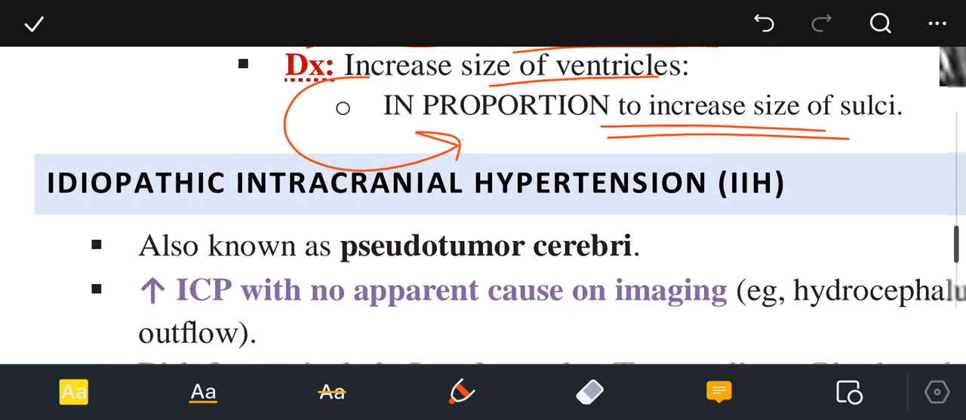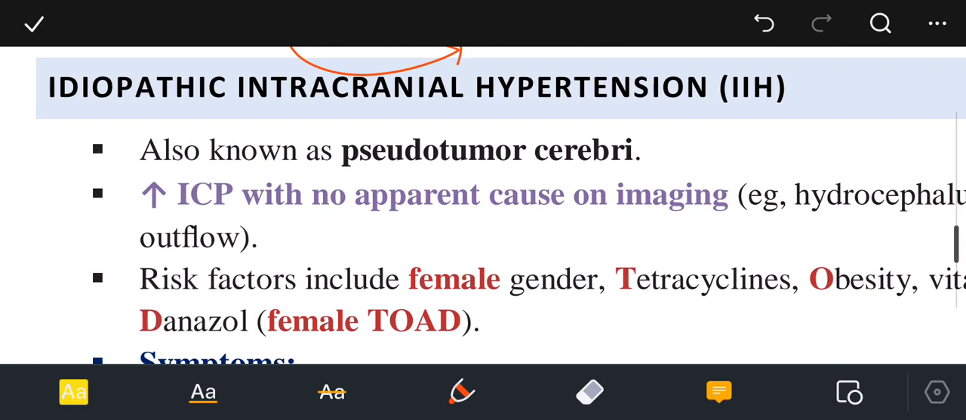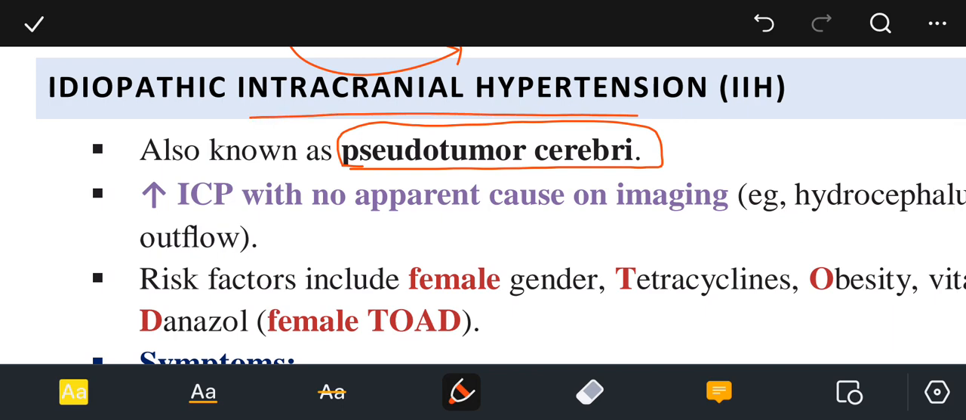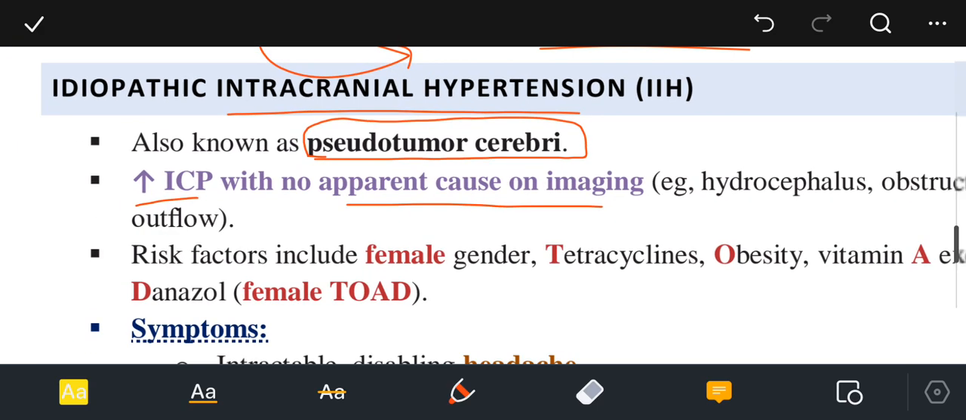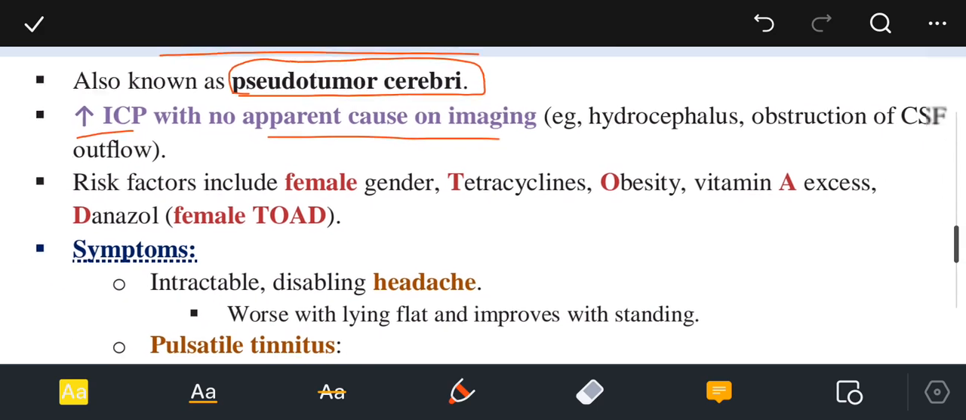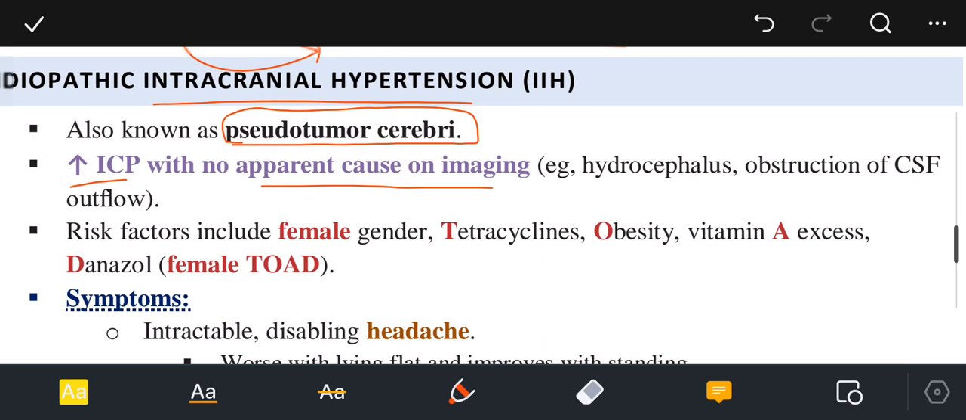The next thing is idiopathic intracranial hypertension. It is also known as pseudotumor cerebri. Even in this situation, there is no excessive production of CSF, but due to some reason, there is increased intracranial pressure with no apparent cause on imaging. On imaging, the ventricles are of normal size and everything is normal, but the intracranial pressure is increased because of some reason. That is why it is called idiopathic intracranial hypertension.